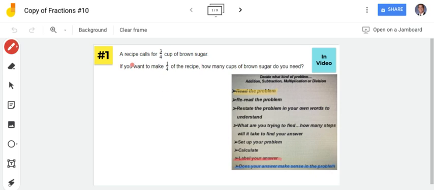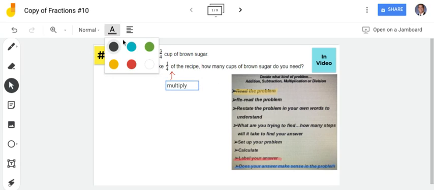So number one, it says a recipe calls for 3/4 cup of brown sugar. If you want to make 1/4 of the recipe, how many cups of brown sugar do you need? Now, the key word here that I want to highlight is the word of. In math, that word of means multiply. Okay, so that is the key word that lets me know this is going to be a multiplication problem.